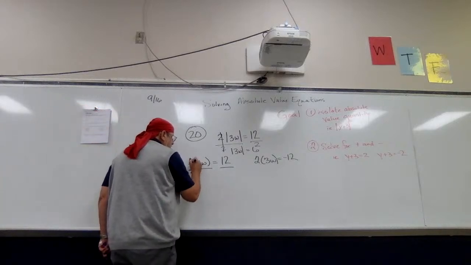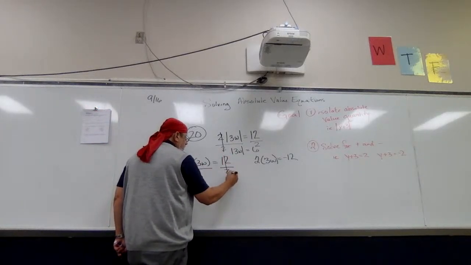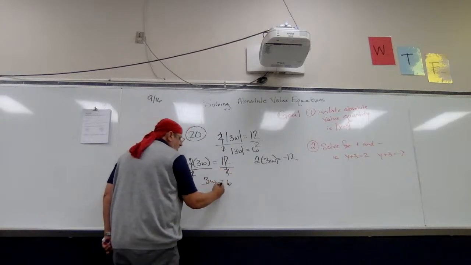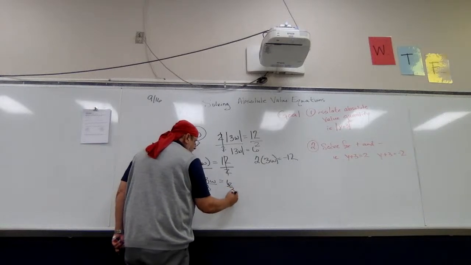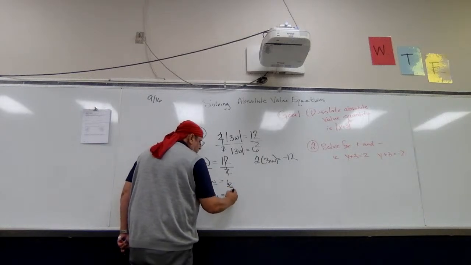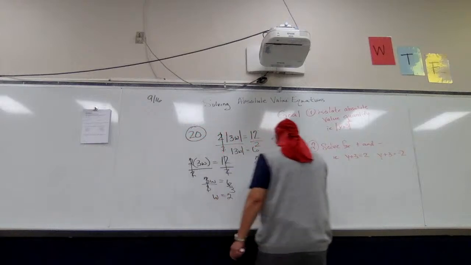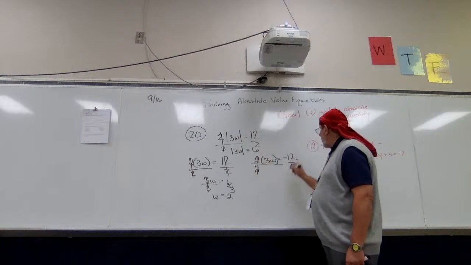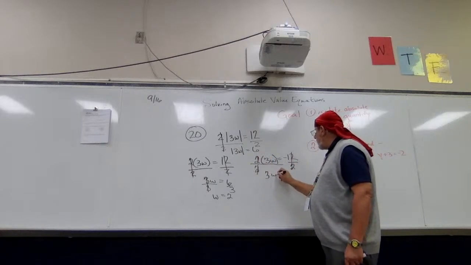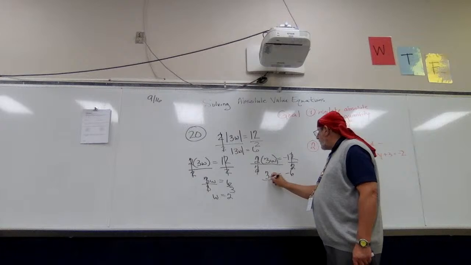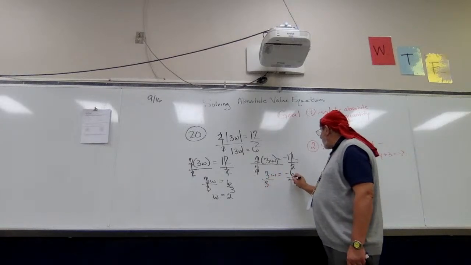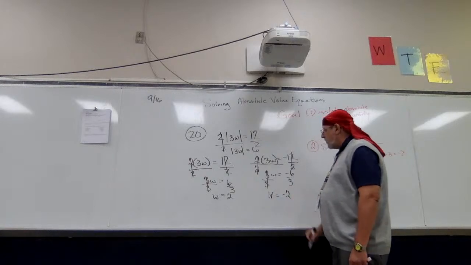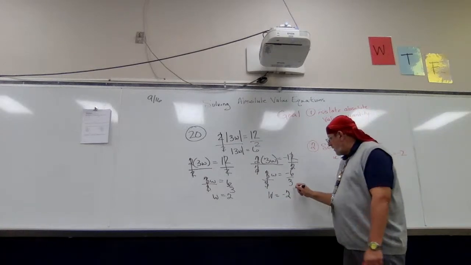So I would still divide by 2, give myself a 6, 3W equals 6, divide both sides by 3, and then W equals 2. Well, look, it's the same thing over here. Divide by 2, divide by 2. But now I have 3W equals negative 6. Divide both sides by 3, and then W equals negative 2. Cool? So we have our 2 answers.